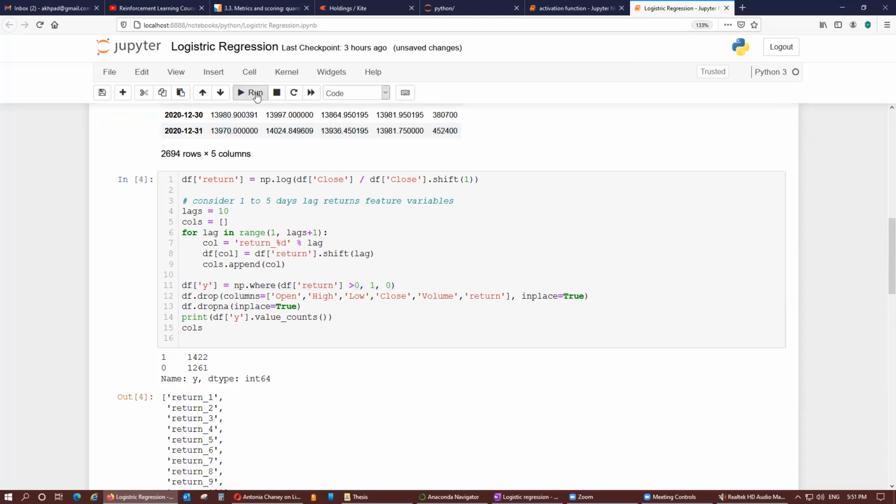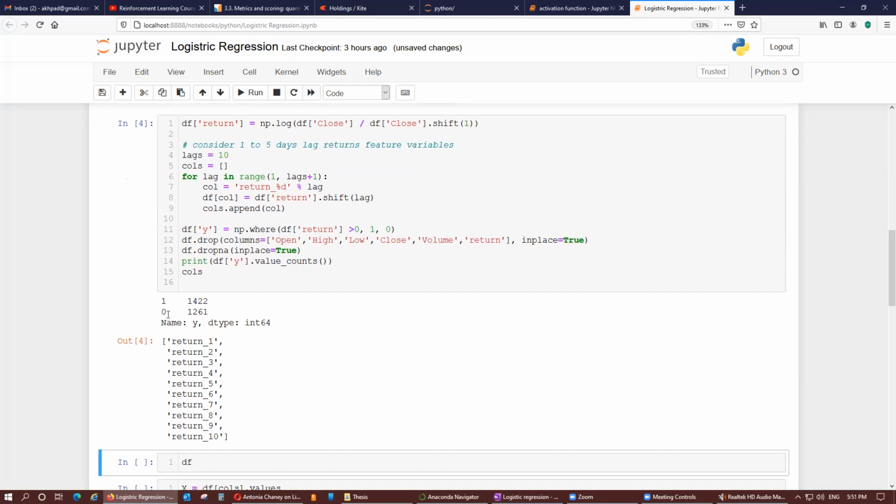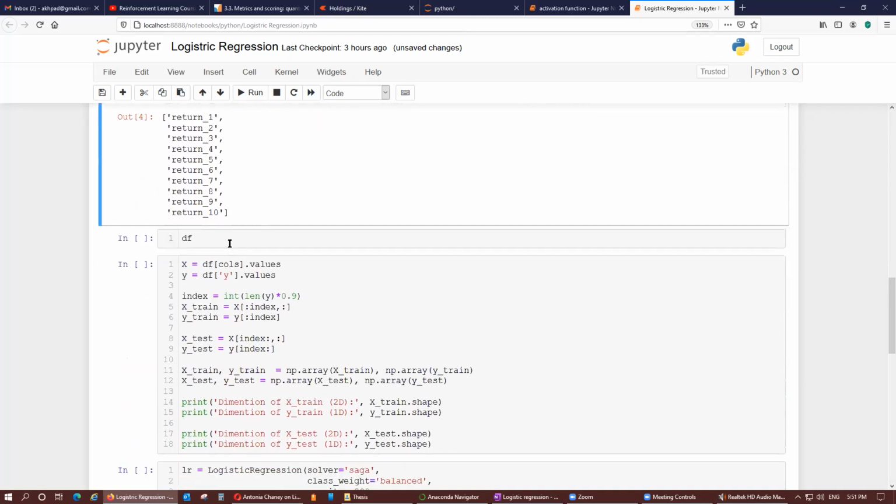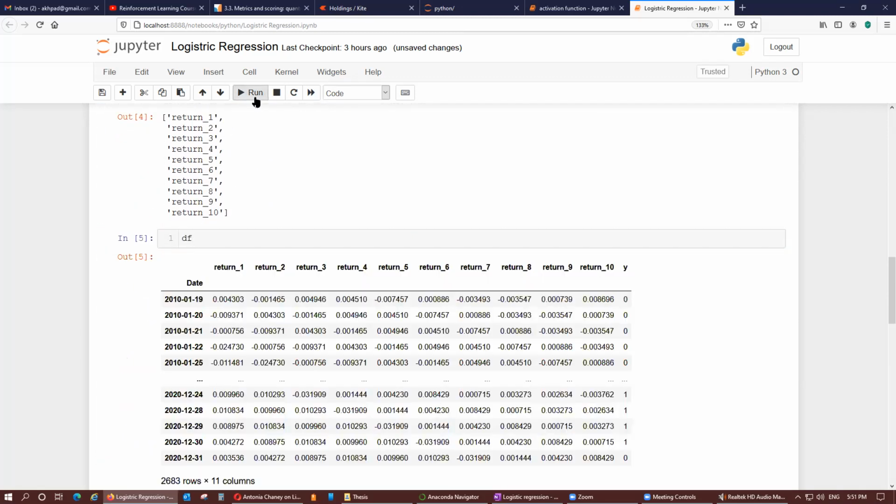When we run it, yeah, 1 and 0 are the two levels, and this is the count of each level. And this is the feature variable we are going to take. One means 1 day lag, yesterday, day before yesterday, and so on. Here you can see the data, all the returns. These are all the feature variables, from here to here, and this is the target variable.